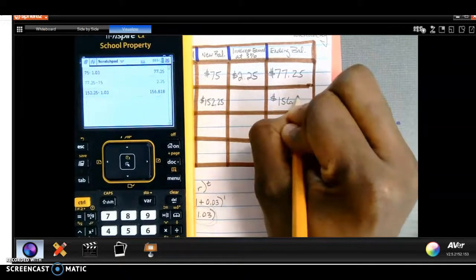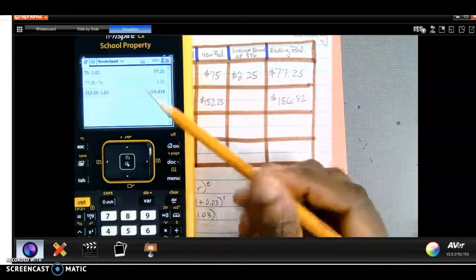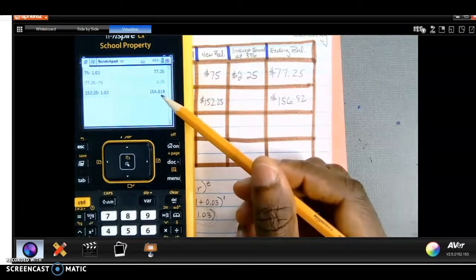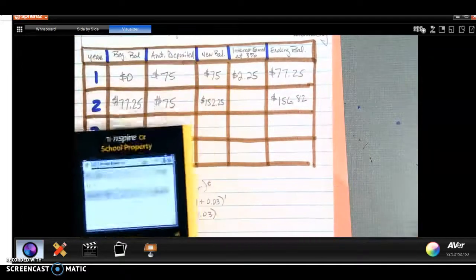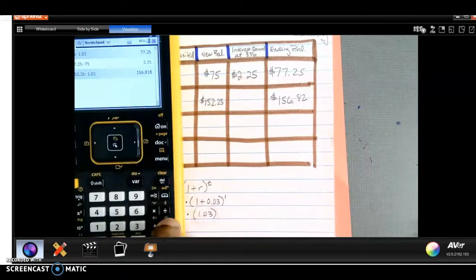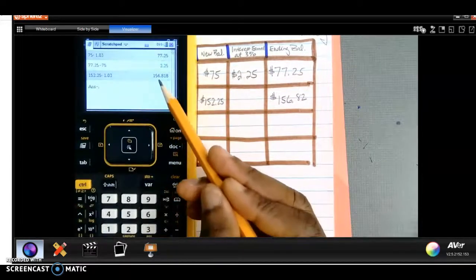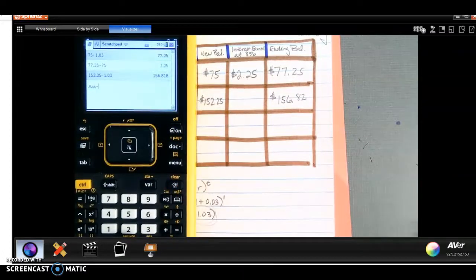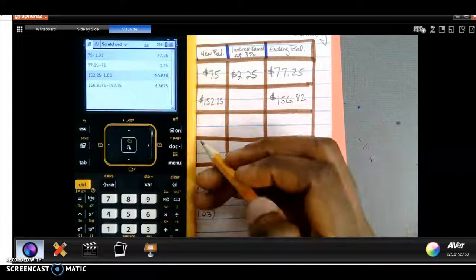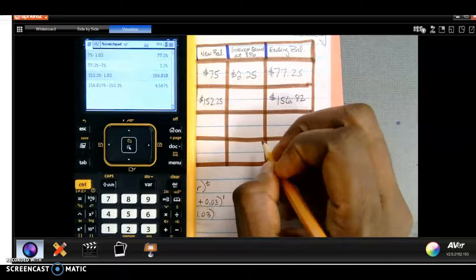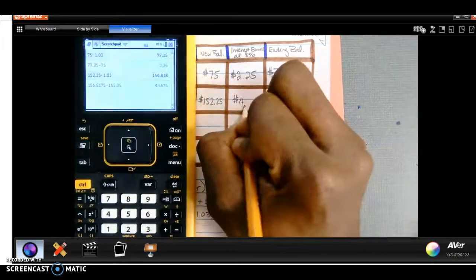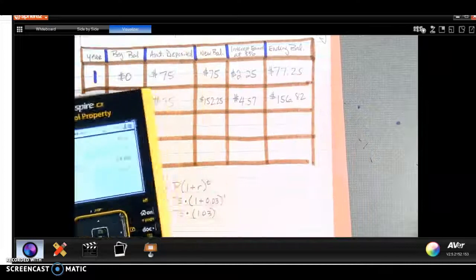So that's 156.82. This number right here tells me what I do with that number. Do I keep it as is or do I round up? And in this case, I do round up. Now, just like I did before, I'm going to subtract this amount, which I can keep in the calculator, minus my amount that I had before, 152.25. That's going to give me an interest amount of 4.5675, which I'm going to round to $4.57. Okay, and I'm going to continue to do that exact same thing.